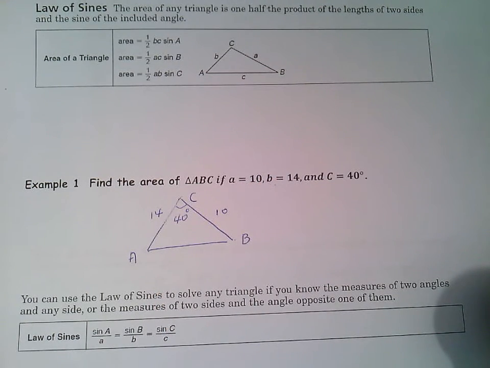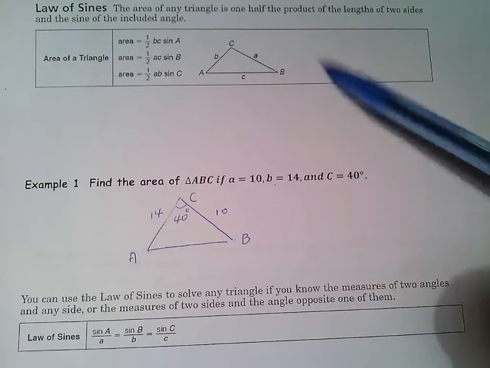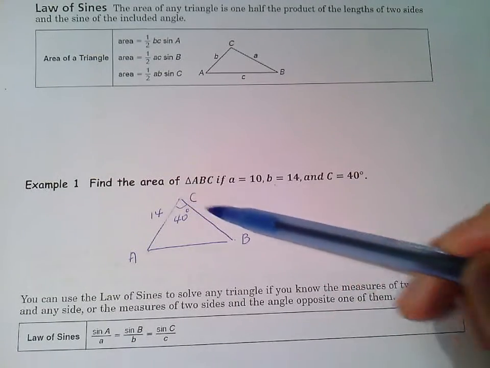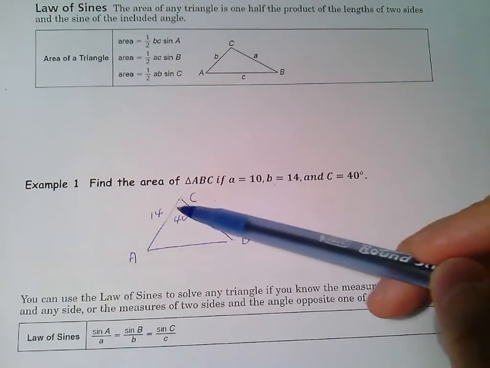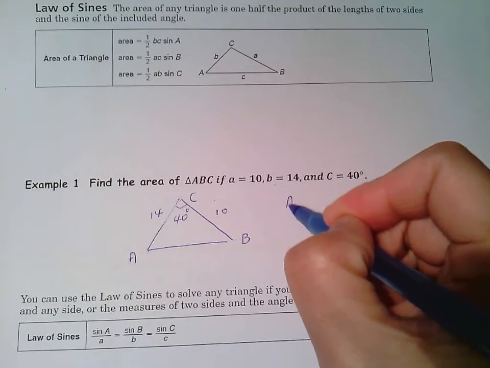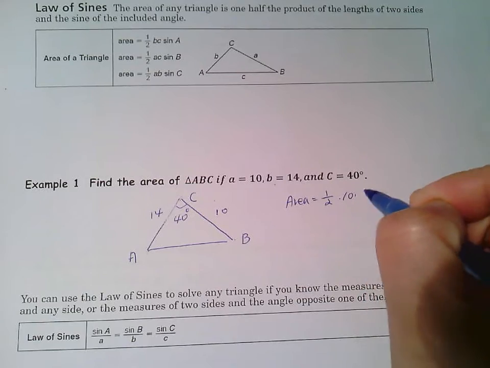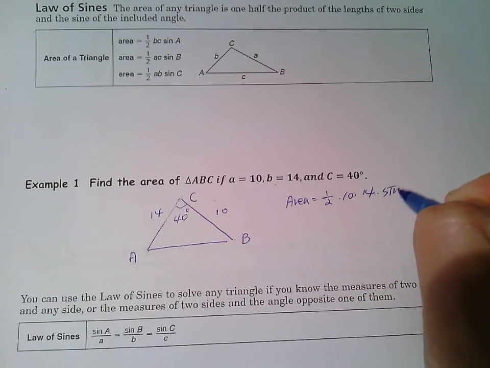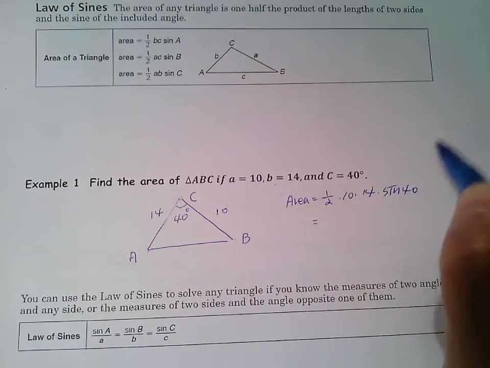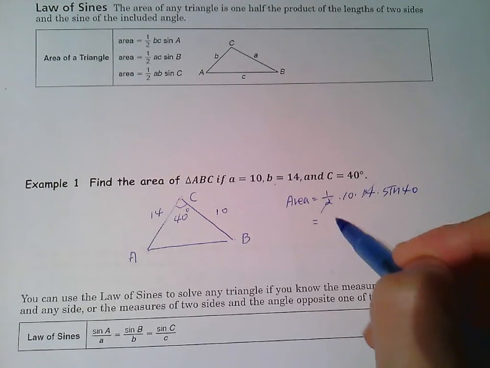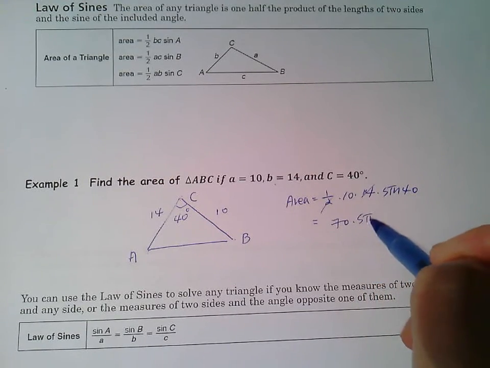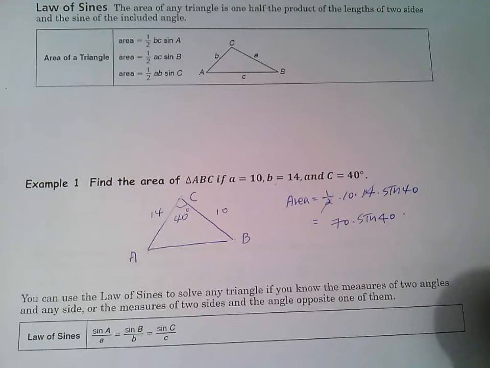All right. So we're going to use the formula. We are given the two adjacent sides, 10 and 14. Angle C is the included angle. So the area will be 1/2 times 10 times 14 times sine of 40, which is 7, so 70 times sine of 40. We know 40 is not a special angle, so we're going to plug it into a calculator.